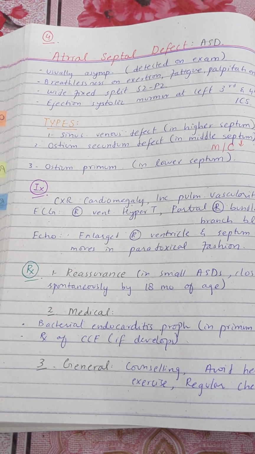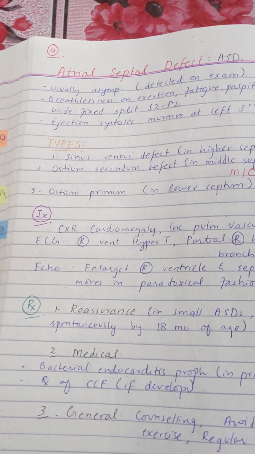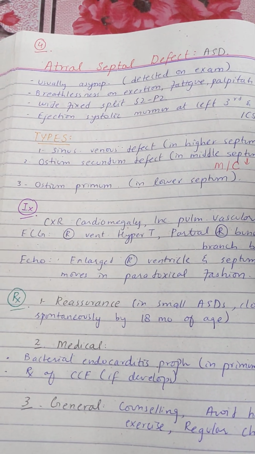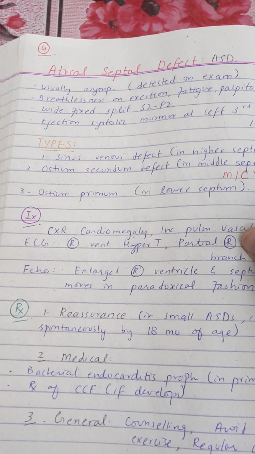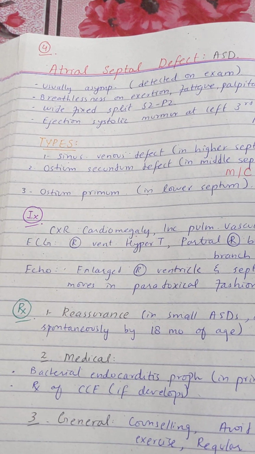Okay, so I'm back with another topic of pediatric cardiology, that is atrial septal defect. As a final year MBBS student, what are the important points that you need to know about ASD? First of all, it is another acyanotic heart disease just like VSD, and it is also usually asymptomatic.